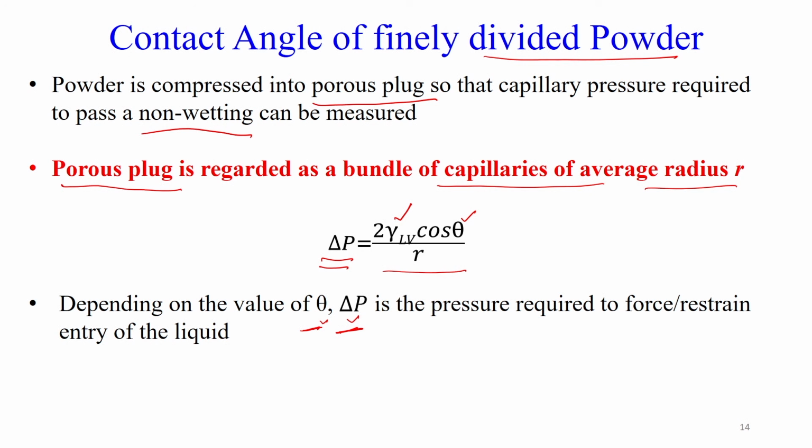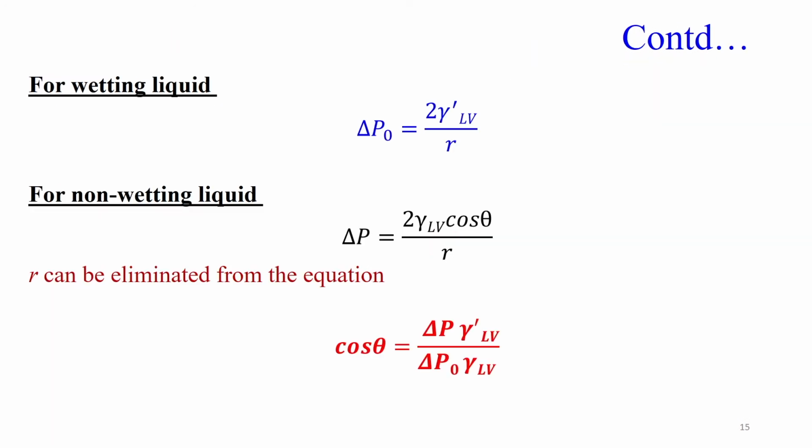Now, here one more parameter is there, r. How to determine the value of the average capillary radius? For this, we will pass the wetting liquid through the same column. If you are passing the wetting liquid through the same column, it means theta is equal to 0 degree, so cos theta is equal to 1.